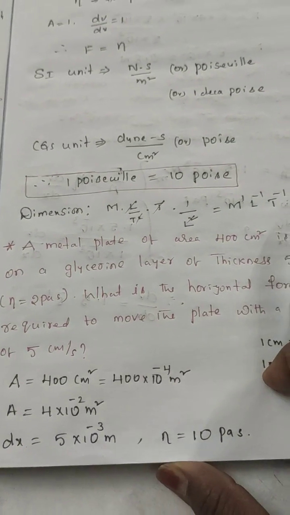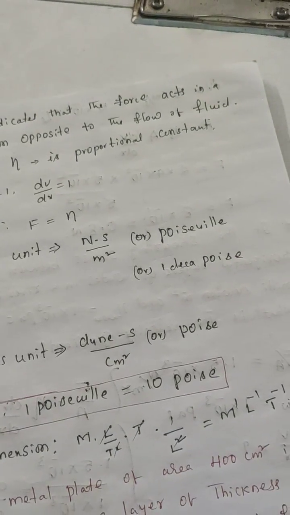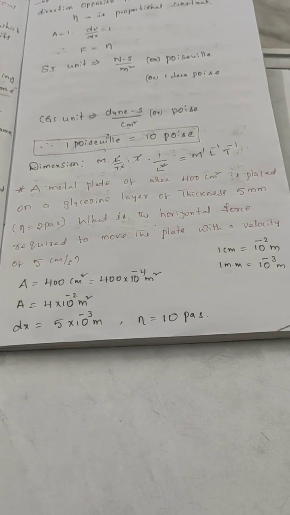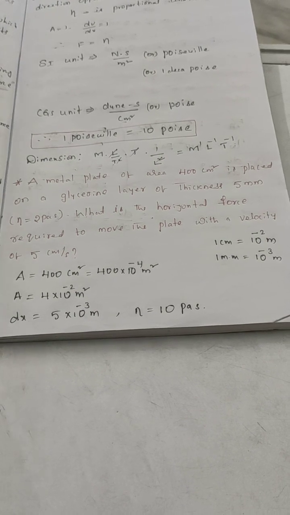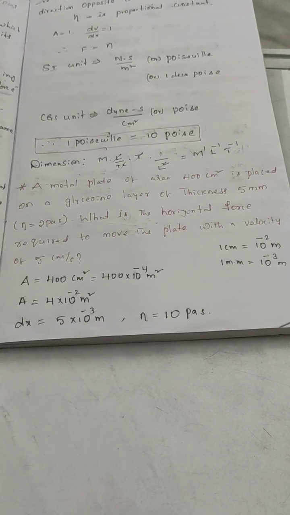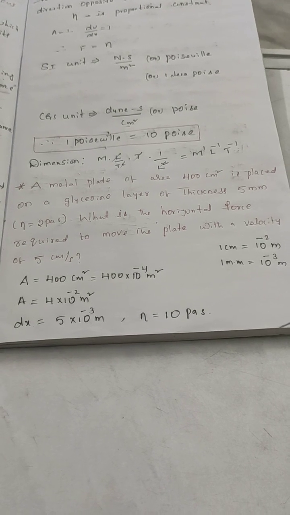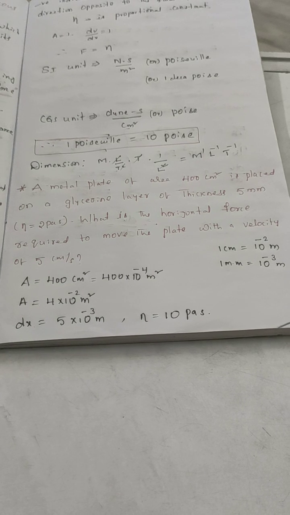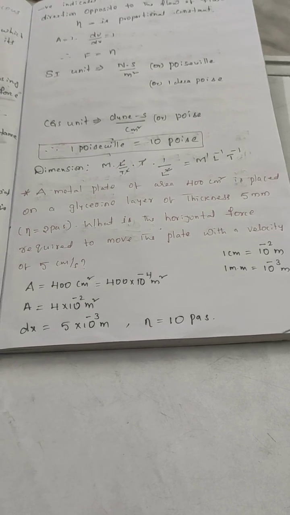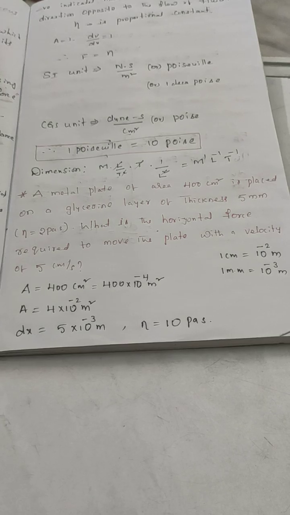Next, based on this, a problem. One metal plate of area 400 centimeter square is placed on a glycerin layer of thickness 5 millimeter. Eta is 2 Pascal second. What is the horizontal force required to move the plate with a velocity of 5 centimeter per second? Here we want to find out force.